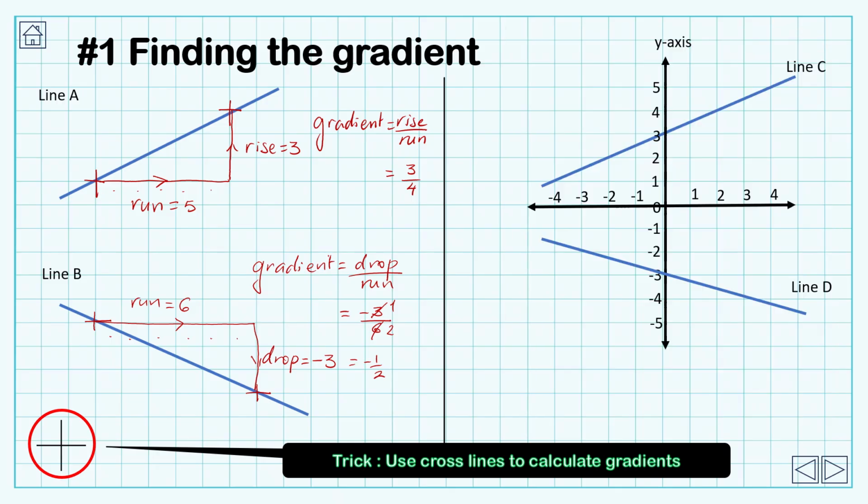Now let's move on to what we have. Two lines. This time they are on the axes, but the method is the same.